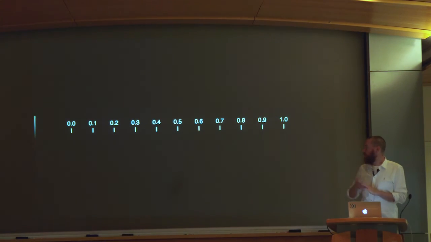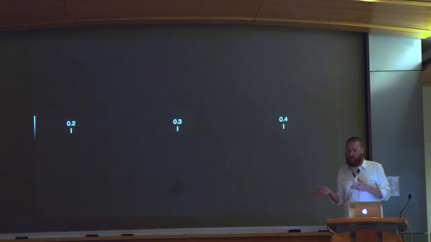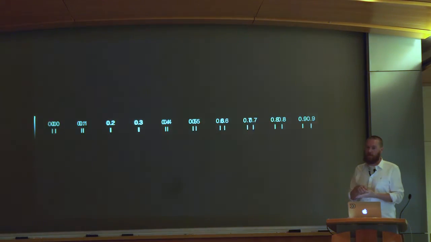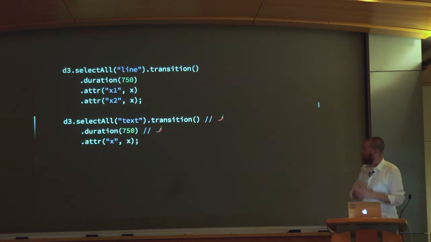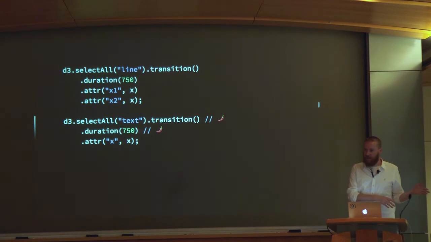So for example, if you have this simple axis here, which consists of some lines and then text that's showing the value for each tick mark, you want to select the lines and set them to their new position, and you might also want to select the text elements and set them to the new position. And so here's how you might do that, right? You just select the lines, you say I want a transition, and here are the new x1 and x2 attributes, and then you select the text and you define a transition, and then you say here's the new x attribute. And here x refers to some function which is computing the values based on the data that corresponds to each of those ticks, right? So 0.1 or 0.2 or whatever. So it could be a linear scale.